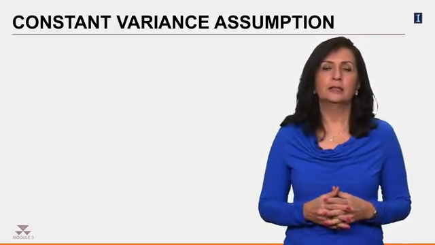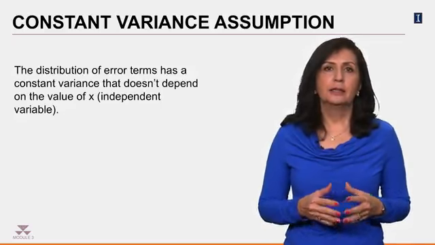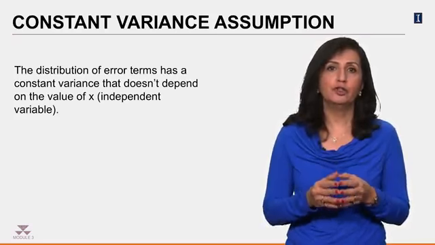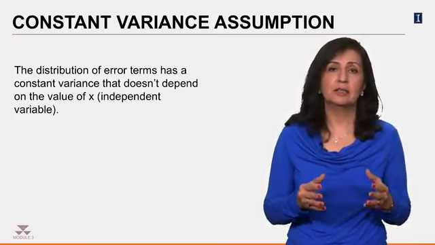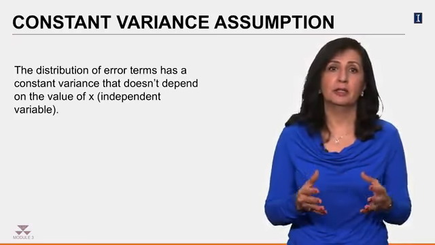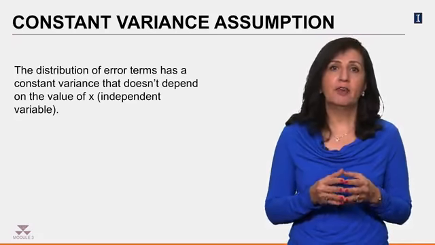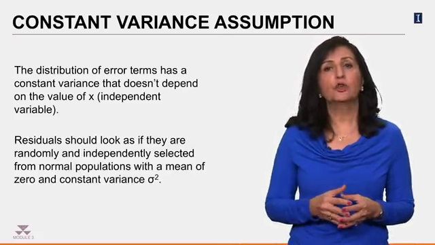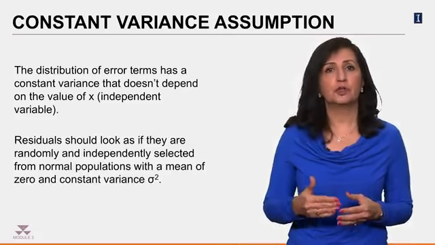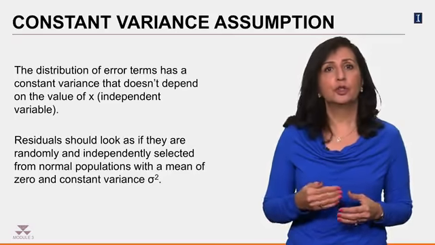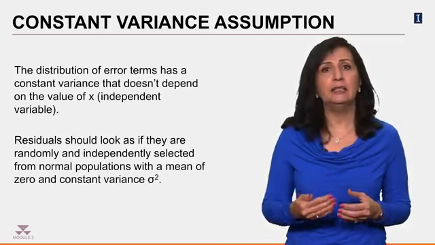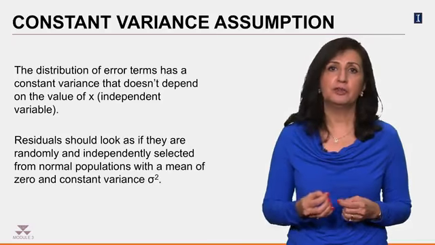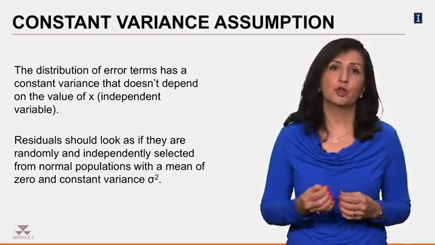Second assumption is the assumption of constant variance. That means at any given value of x, the population of potential error term values has a variance that doesn't depend on the value of x, the independent variable. As a result, the variance is constant across all values of x. Third is the normality assumption, which builds on the first two assumptions. Residuals should look like they have been randomly and independently selected from a normally distributed population, having mean of 0 and a constant variance sigma squared.